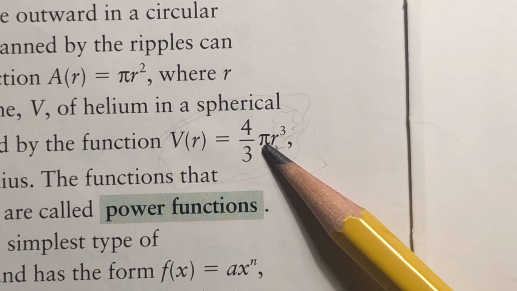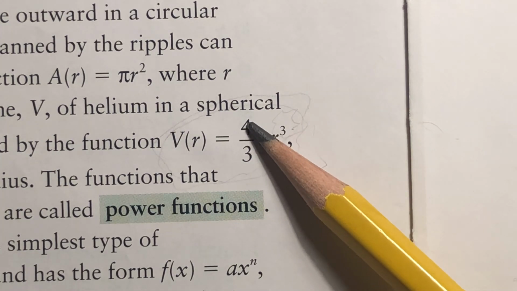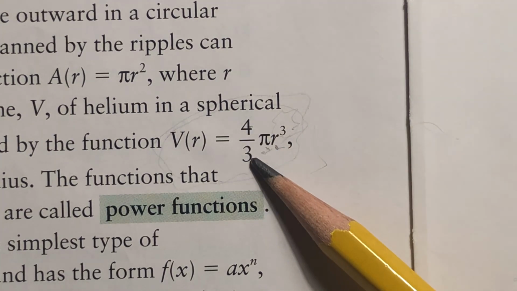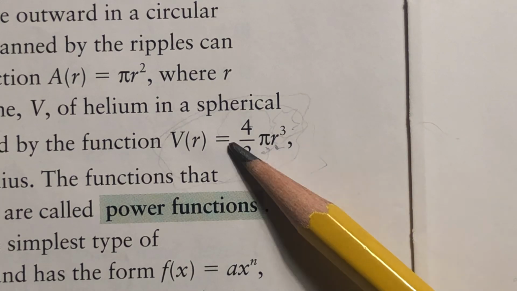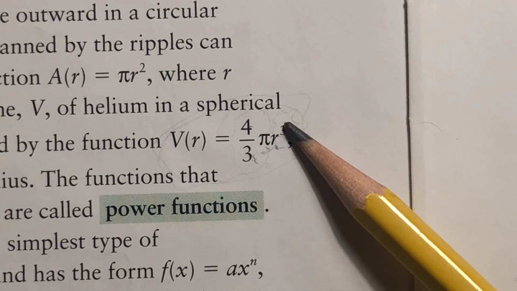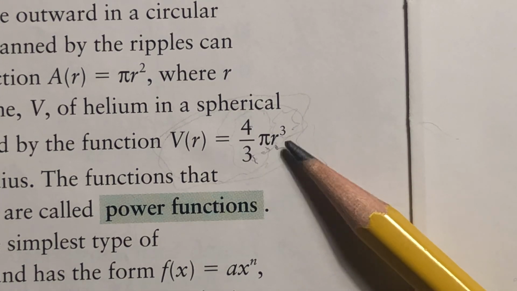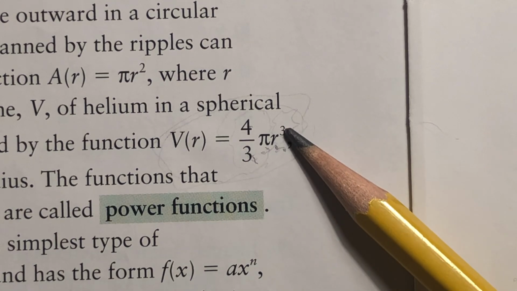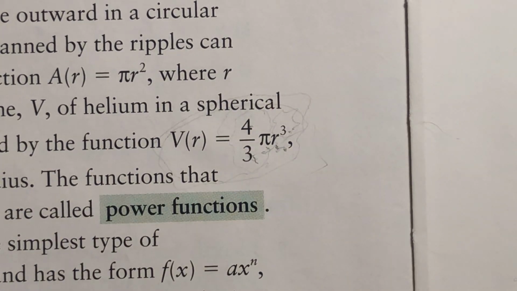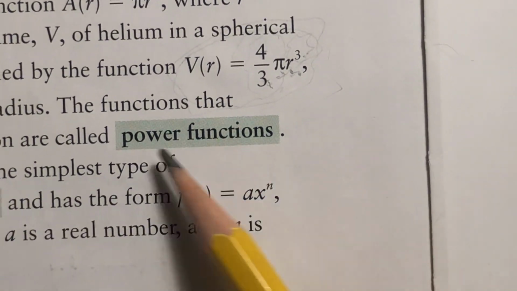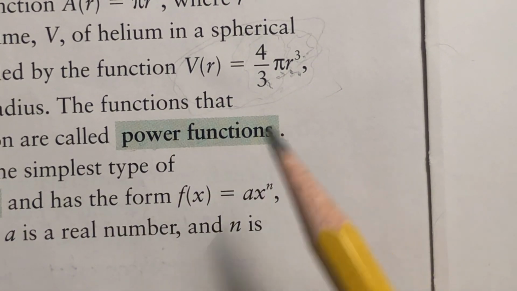Pi is a constant. 4/3 is also a constant. So I have a constant multiplied by an unknown. The unknown goes to a power. This is called a power function. Here, power function.